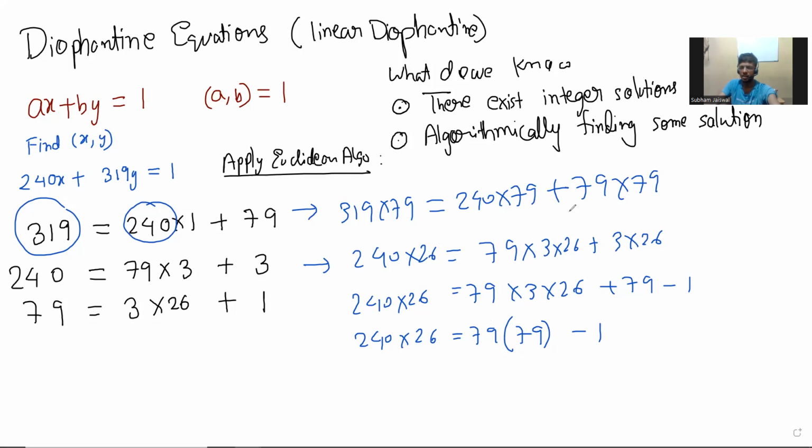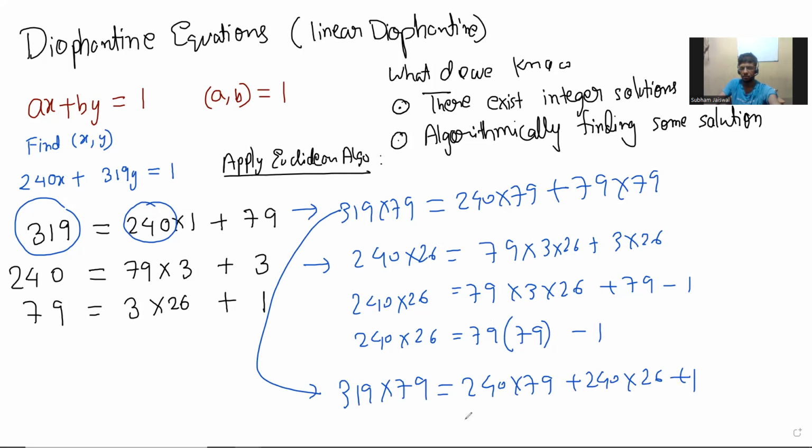So you just have 79 times 79, you remove using this. And there you go. This is the, yeah, 240 times 90, 79 plus 26. And this is what you want.